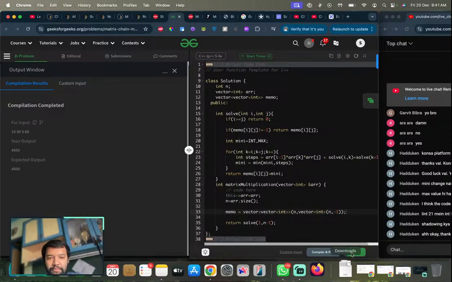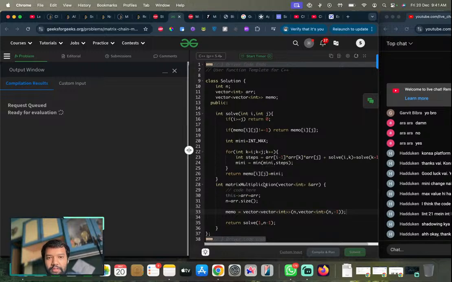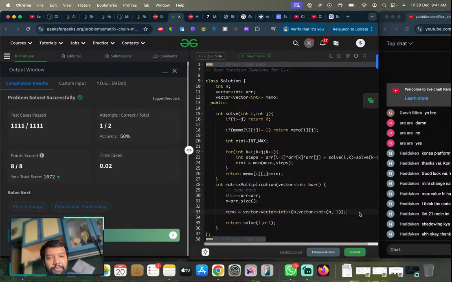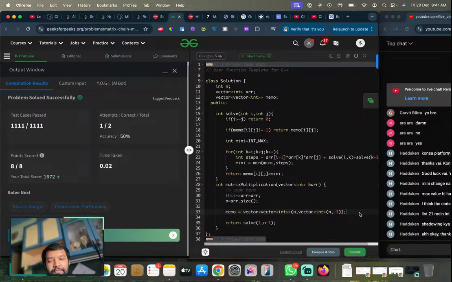Yeah, that works. Memorization works. Now let's write the top-down version. So where is I starting from, and where is J starting from?